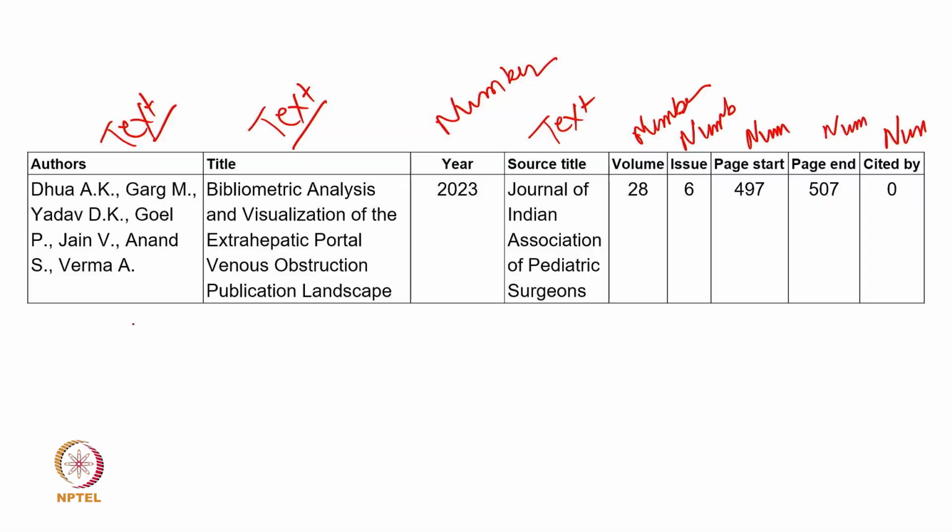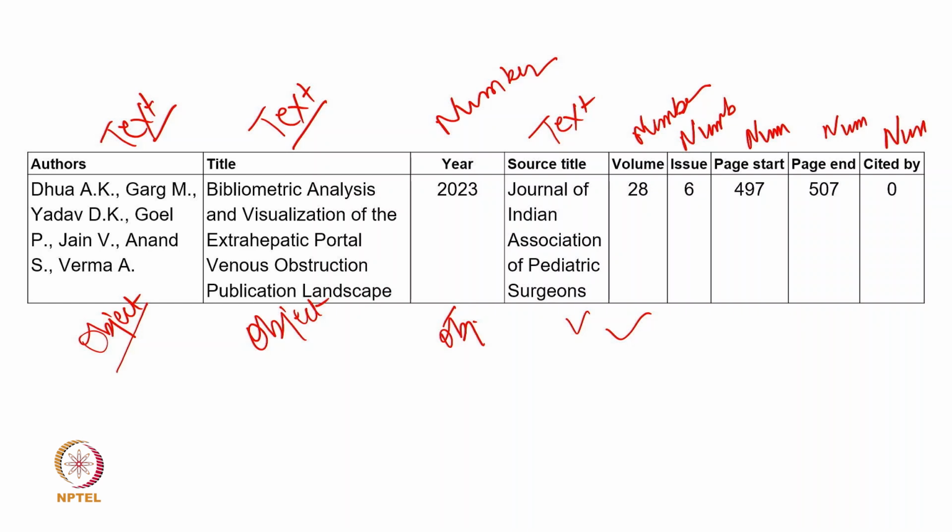This one column is an object. This is an object. This is also an object. So these are all individual objects, and each object has its own name. This particular object is author, which contains the author details. Then there is another object, title, which contains the details of the title of the research paper.